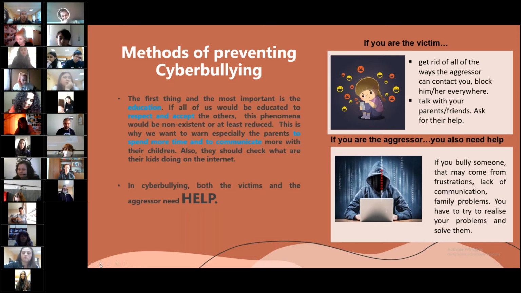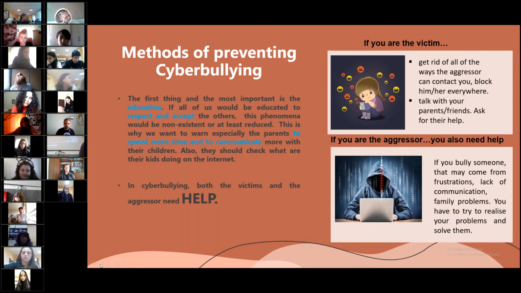Methods of preventing cyberbullying. The first thing and the most important is education. If all of us are educated to respect and accept others, this phenomenon will be non-existent or at least reduced. This is why we want to warn especially the parents to spend more time and to communicate more with their children. Also, they should check what their kids are doing on the internet.